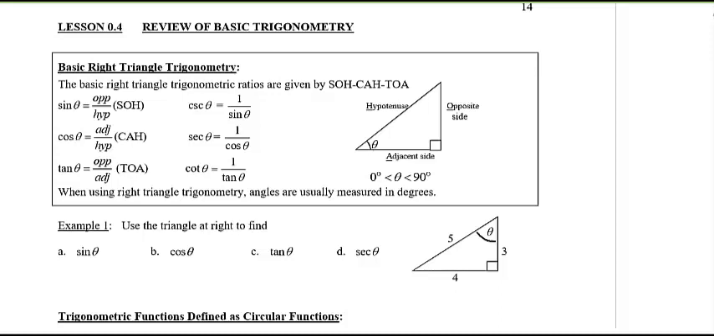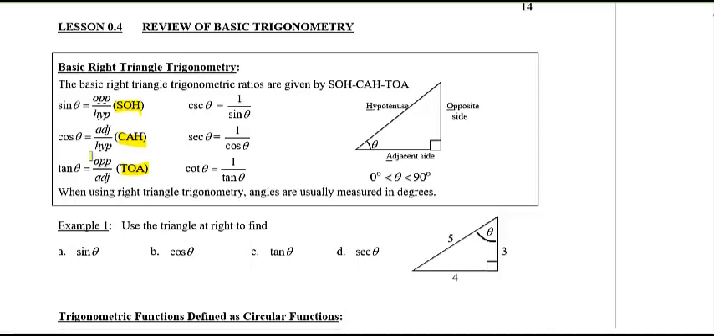Okay, it's time to review some trig. You'll need lots of trig in calculus as well. And hopefully you remember that great saying called SOHCAHTOA, which stands for, of course, once again, sine of an angle theta is equal to the length of the opposite side divided by the hypotenuse.